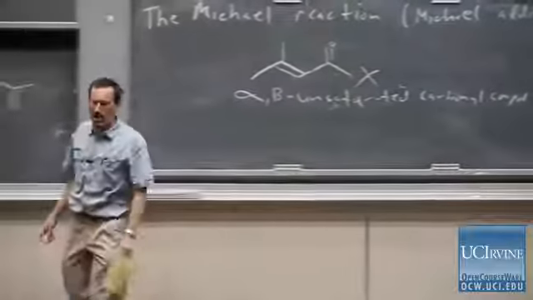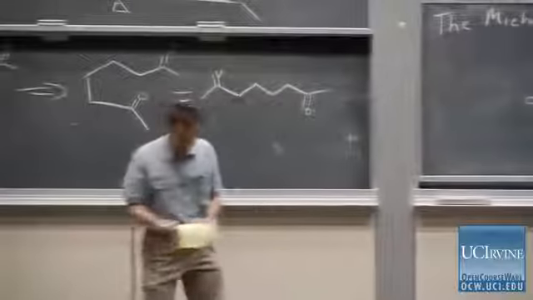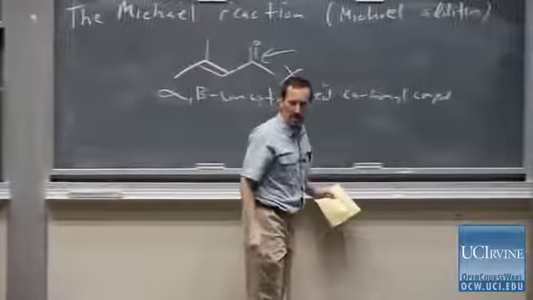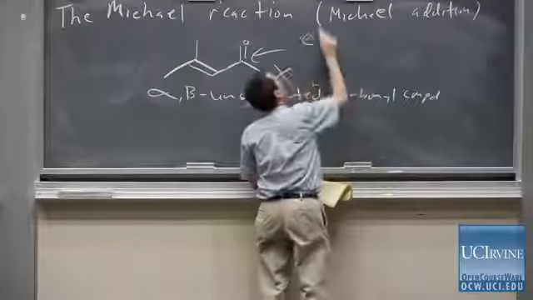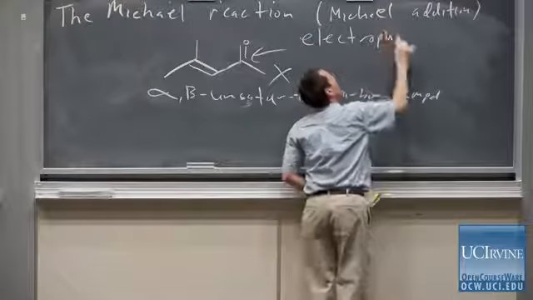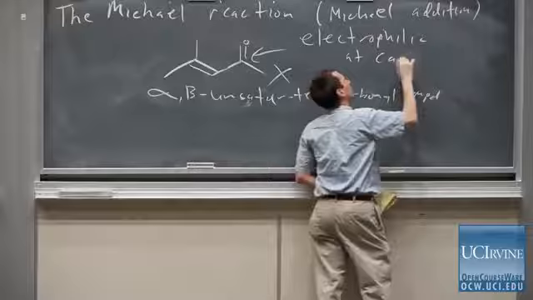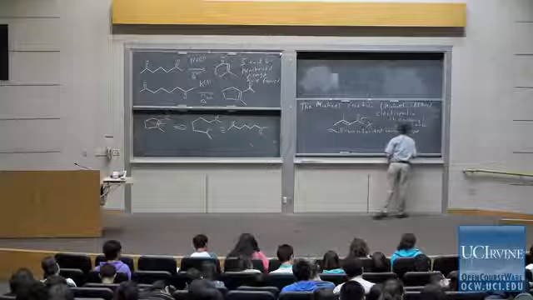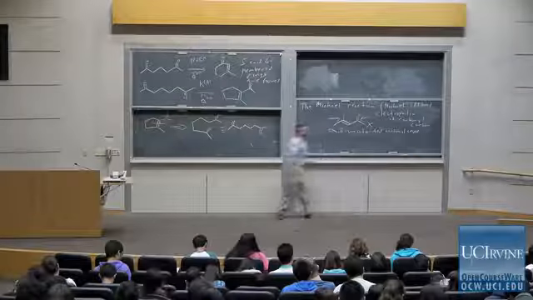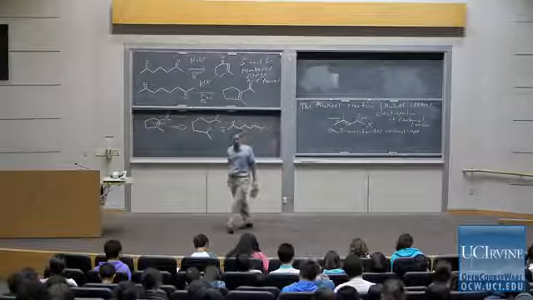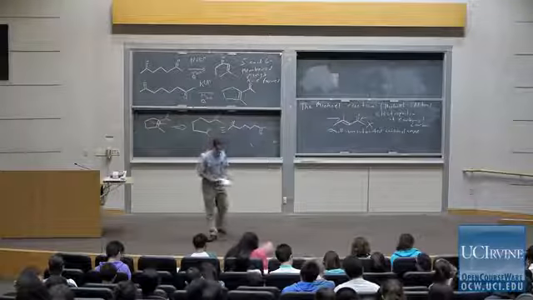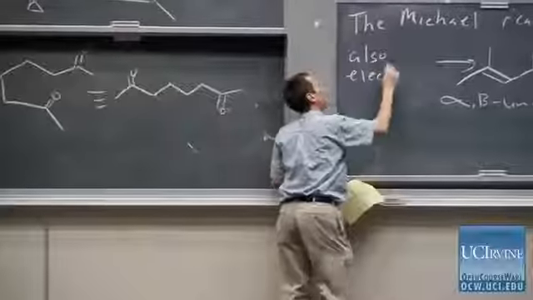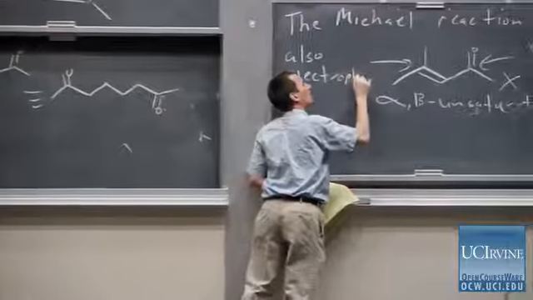And there are two general features of the reactivity. The carbonyl, as we've learned with carbonyl compounds, is electrophilic. So it's electrophilic at the carbonyl carbon. But, and you've seen this reactivity already in cuprate chemistry, it's also reactive at the beta carbon. In other words, it's also electrophilic there.